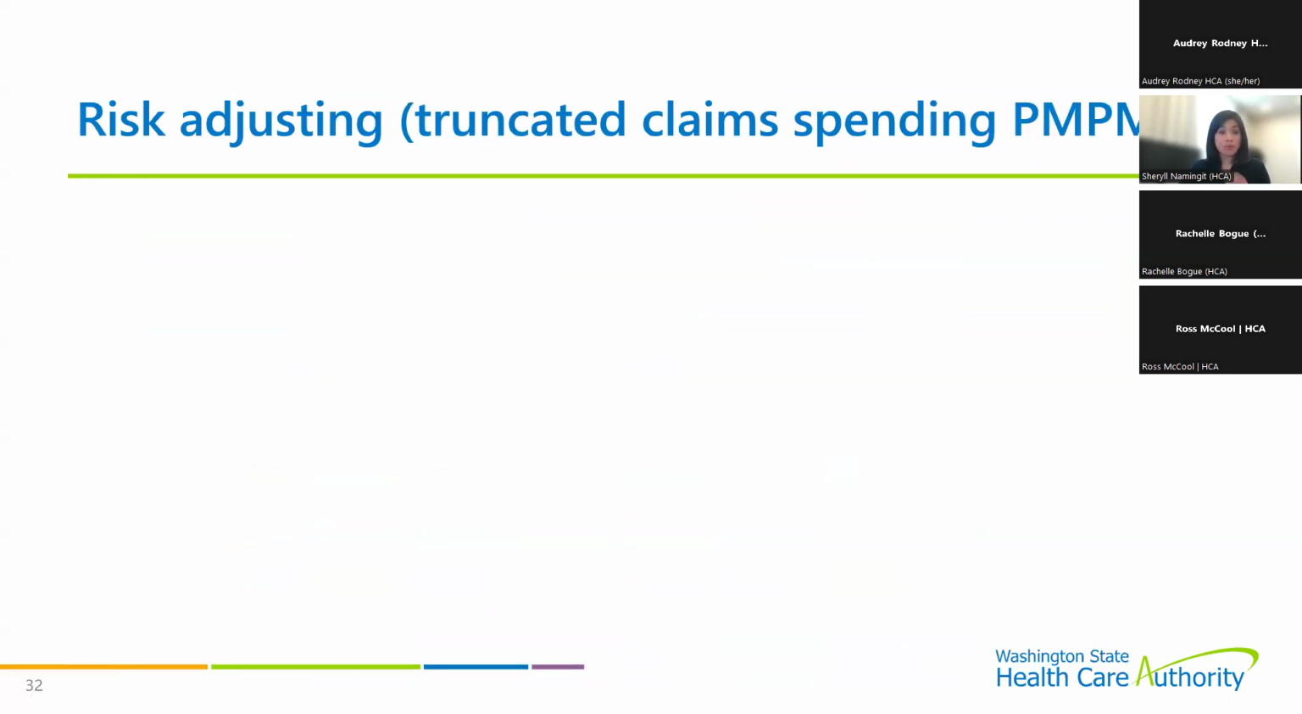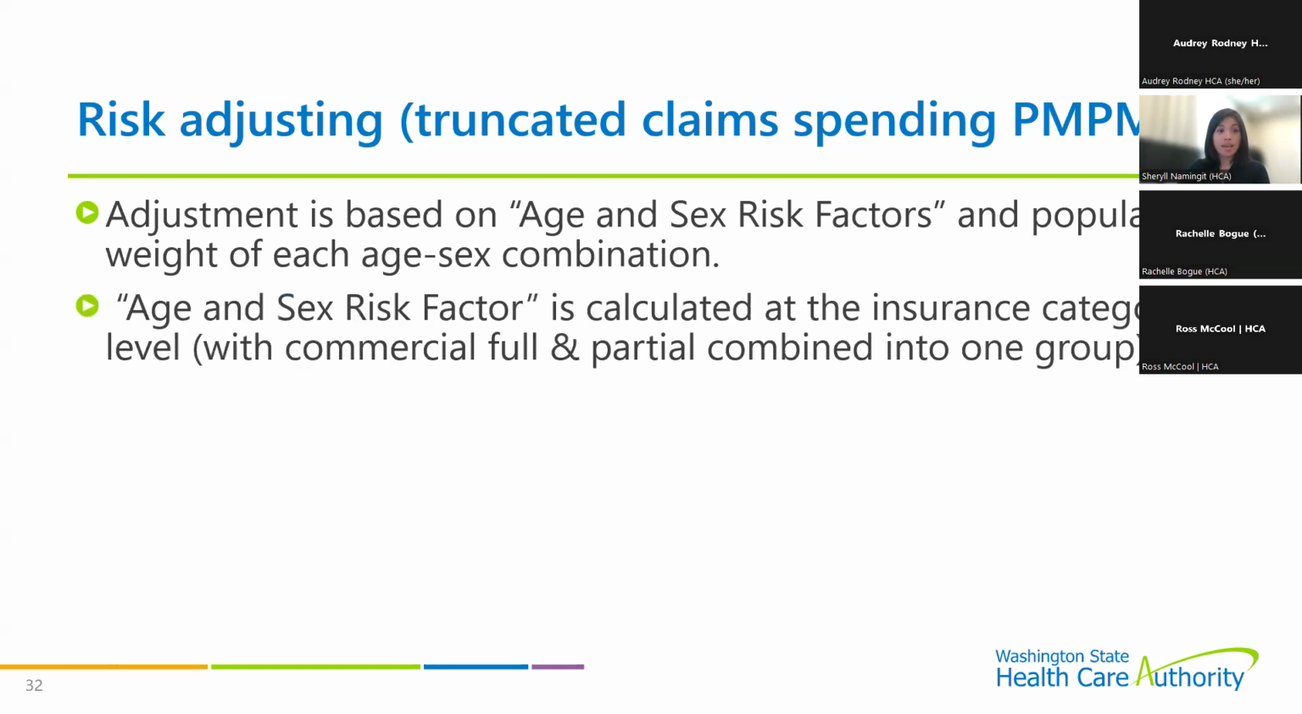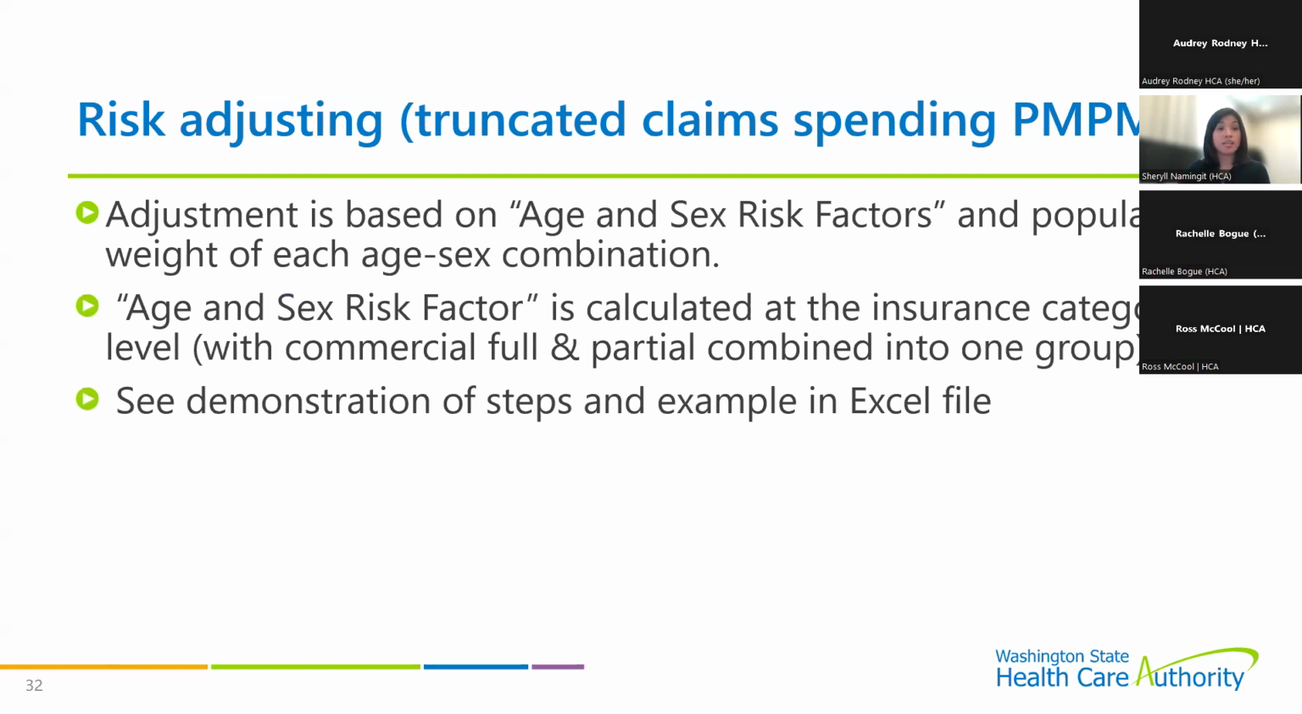Now I'm going to proceed with how we risk adjust the truncated claims spending that we then add to the TME when calculating the cost growth. The adjustment is based on age and sex risk factors and the population weight of each age and sex combination of all the members in a particular provider. Age and sex risk factor is calculated at the insurance category level. We'll show that in a bit using the calculation.